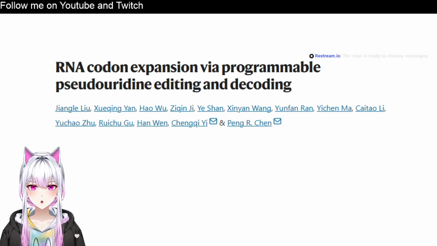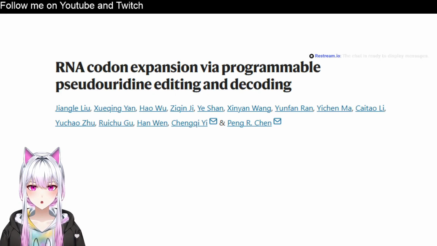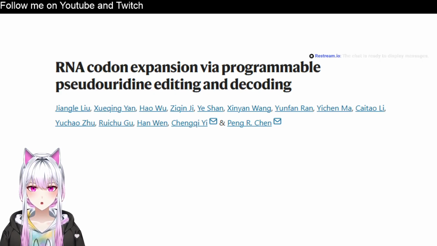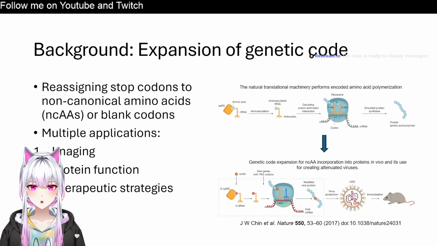So next, I know there are many big words here: RNA codon expansion via programmable pseudo-uridine editing and decoding. But let me break it down for you guys. First, some quick background on the expansion of the genetic code. So what does it mean by expansion of the genetic code? It's not indicated here, so let me just grab my pen and let's talk about it.